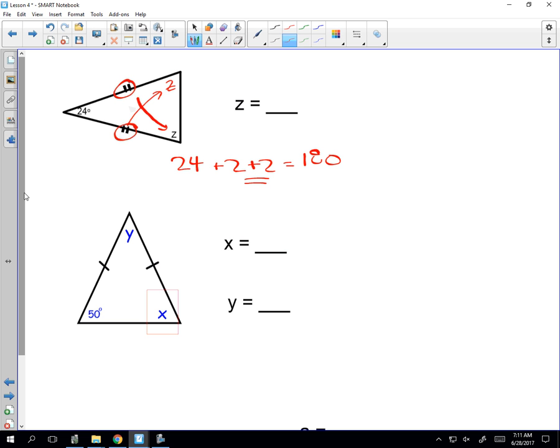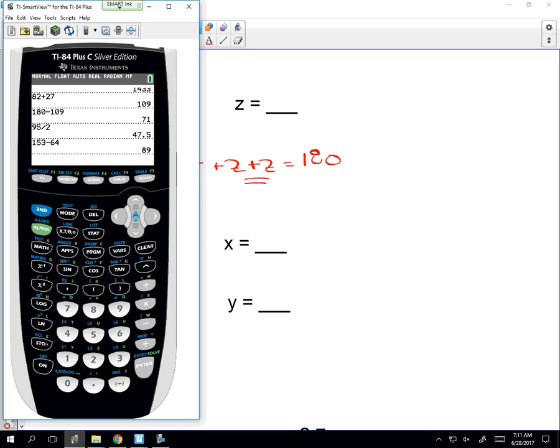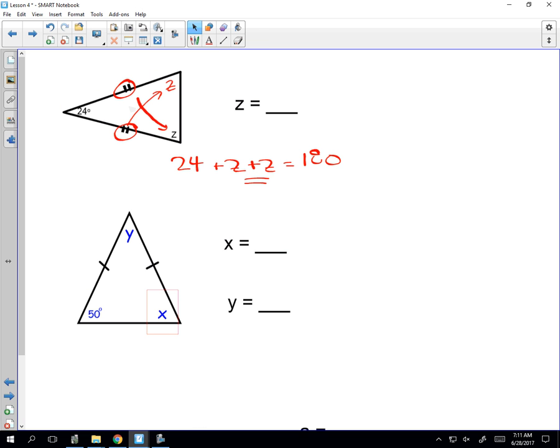The fact that we've got the two z's here, then we know that those two angles are equal to each other. So we can just do some quick math on the calculator. 180 minus 24. That tells us that there's 156 degrees left over for the last two angles. And then we divide that by 2 to find out that z is a 78-degree angle.